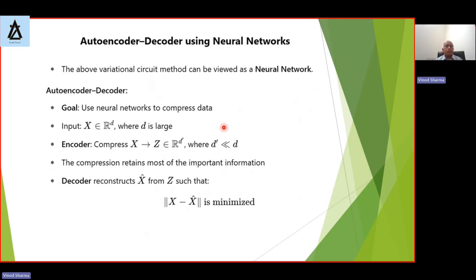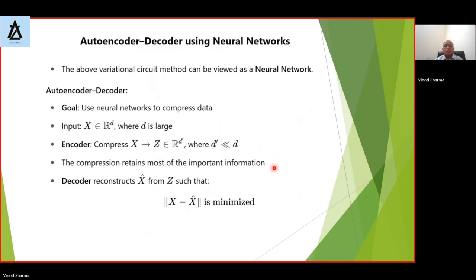D can be large, and we want to compress it into a smaller dimensional Z with dimension D prime, where D prime is much less than D. And we have already explained the reasons why we want to compress. Of course, we want to compress in such a way that most of the useful information in X is still retained in Z.